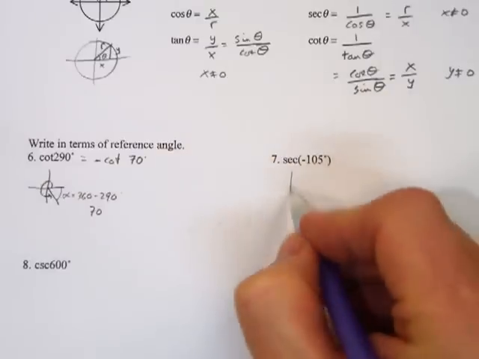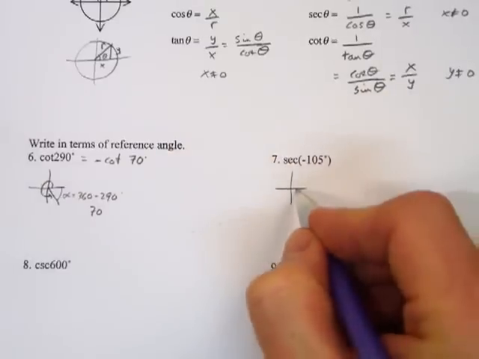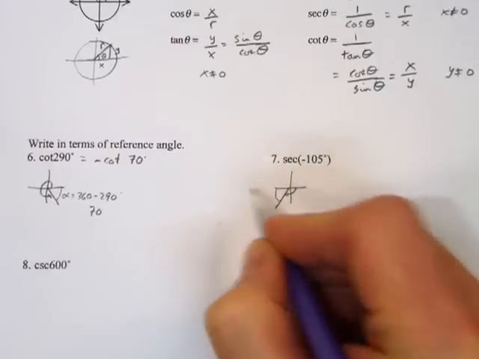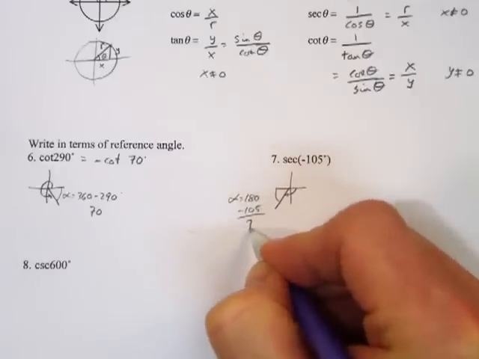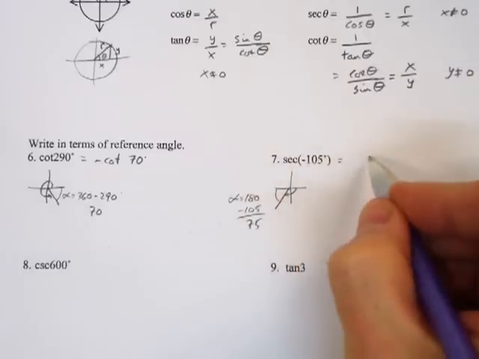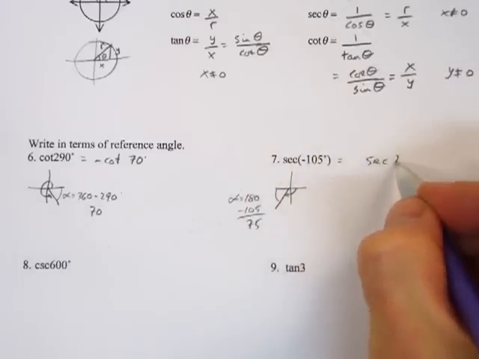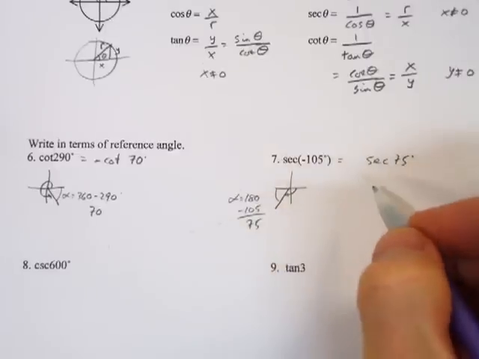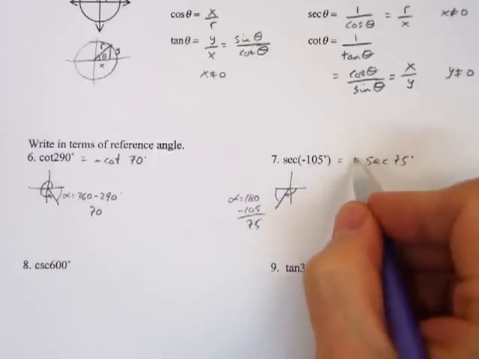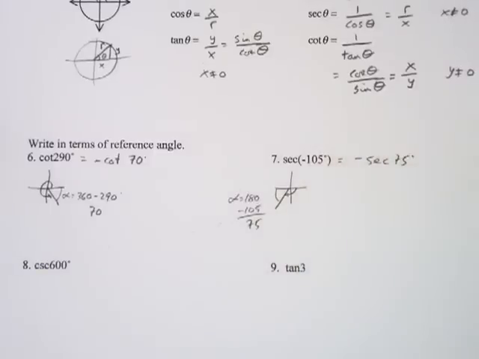Secant of negative 105 degrees. So we go negative 90, something past there. Our reference angle this time will be 180 minus 105, so we'll get 75. So we'll write secant 75 degrees. In the third quadrant, secant's 1 over cosine. In the third quadrant, cosine is negative, so secant is negative. Wherever cosine's negative or positive, those are the same places that secant will be negative or positive.